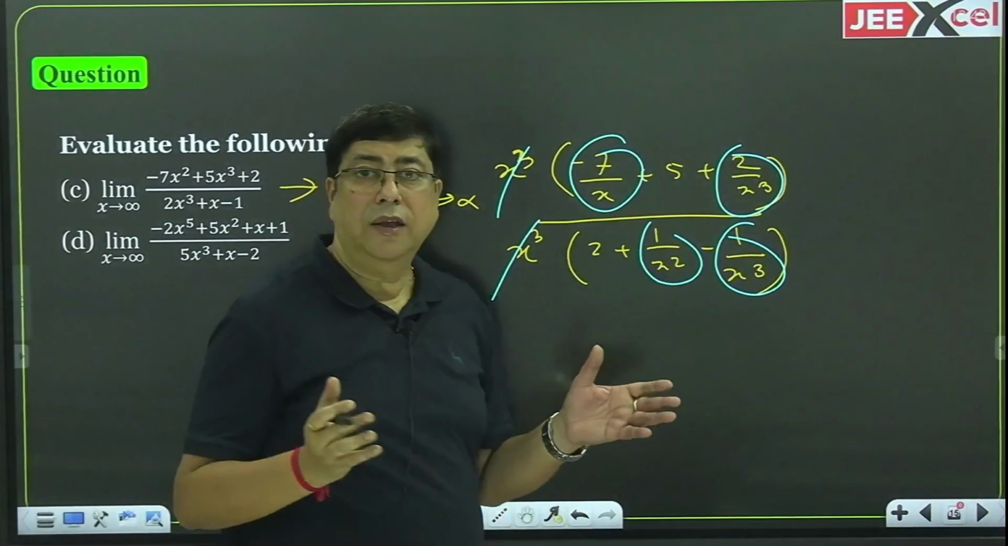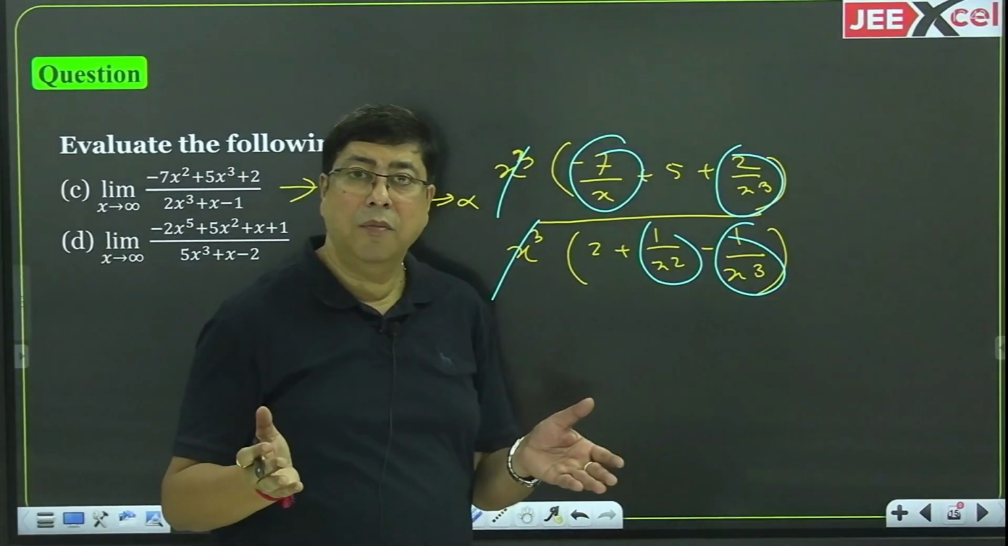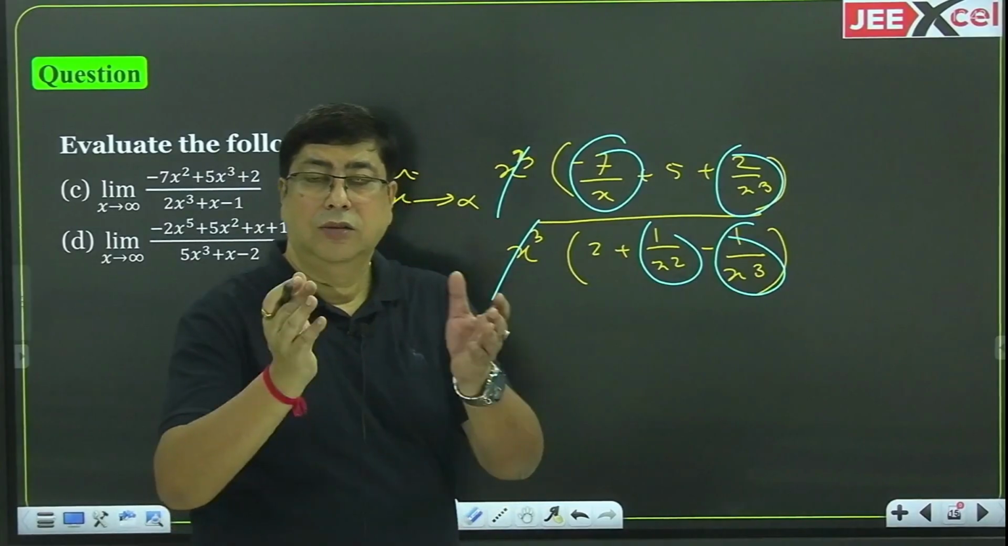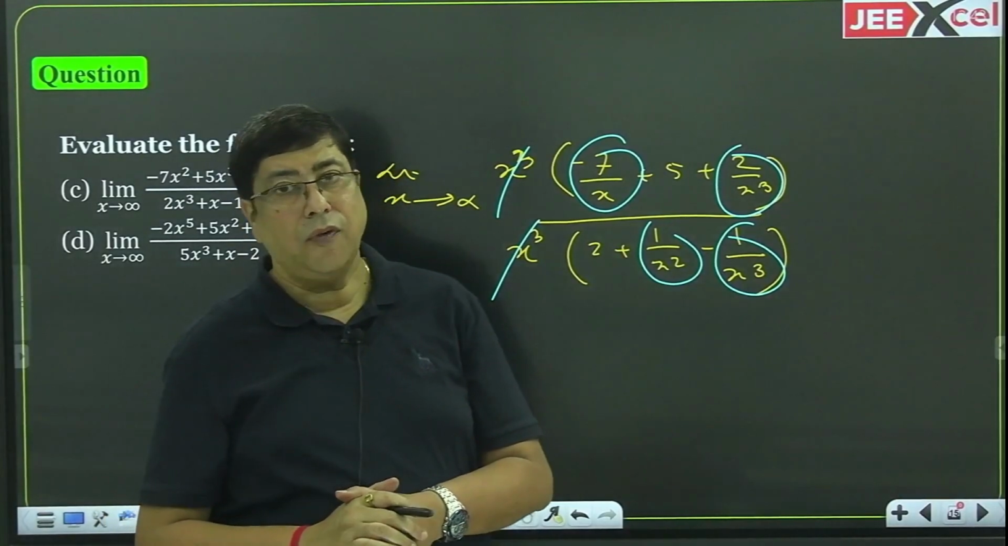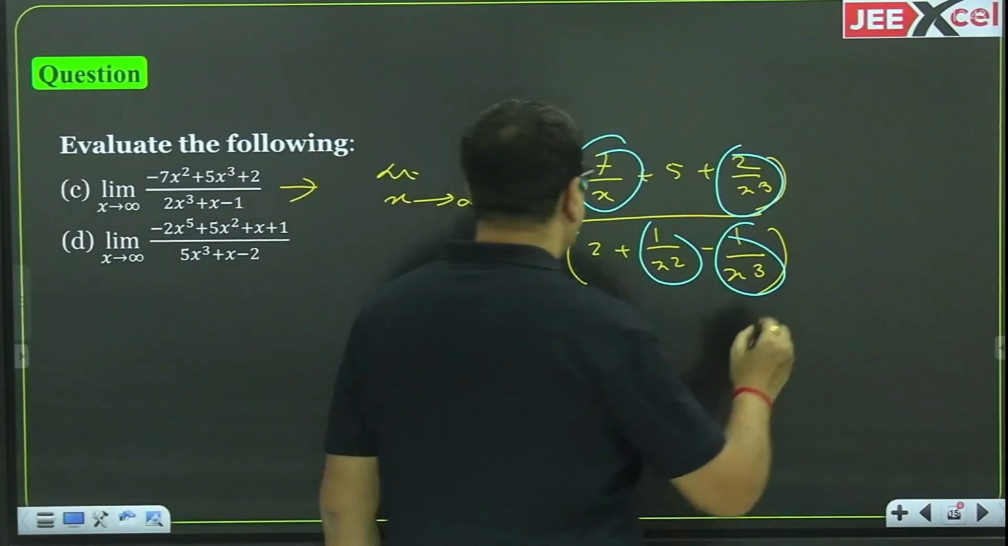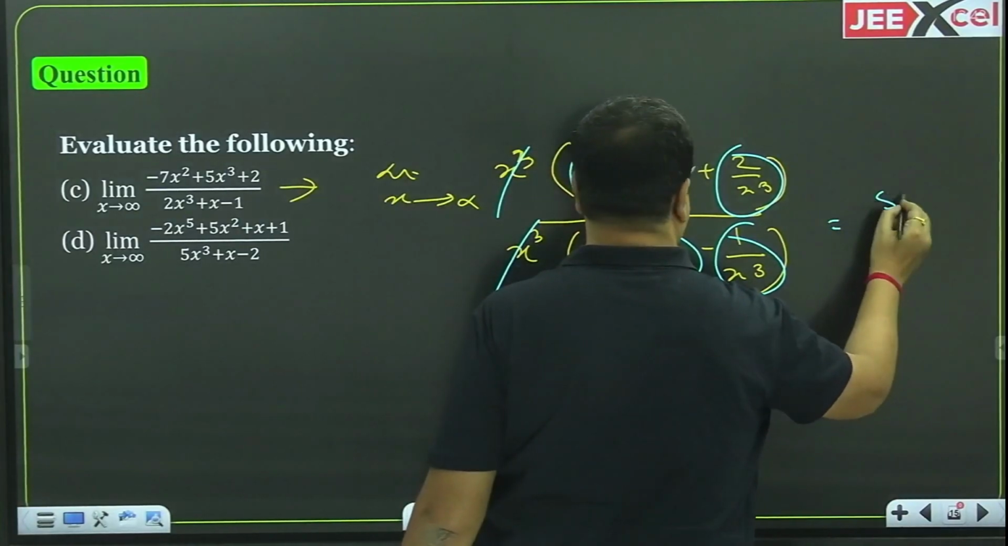So since the degree in the numerator and denominator are the same for x tends to infinity, everybody, we are getting a finite value, not 0. So what is coming here? 5 by 2.